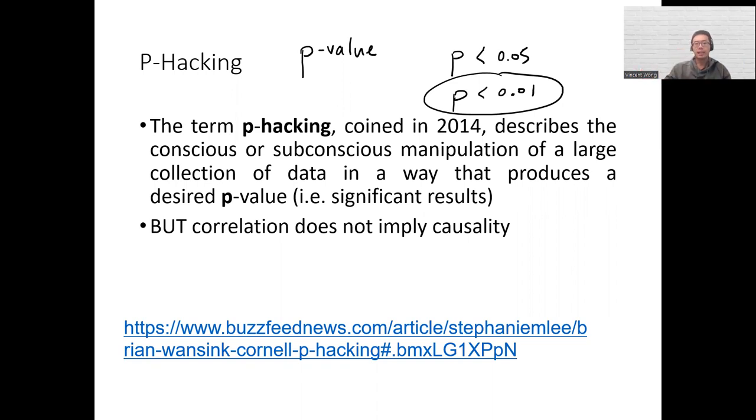Sometimes it's conscious, they do it purposely. Sometimes it's subconscious, like you are misinterpreting the result. Some things are borderline and, because you want it to work, you subconsciously shift it one way or the other. It's the manipulation of a large collection of data in a way that creates a desirable p-value, so 0.01 or 0.05. That's called p-hacking. Does anybody have any question about this? Basically, it's bad science.